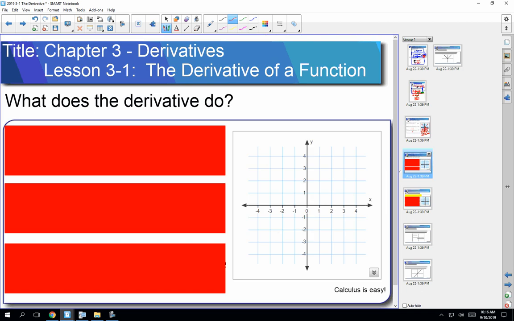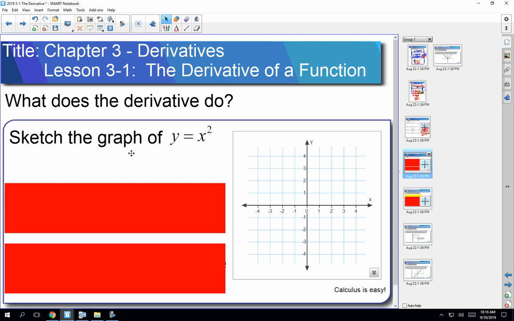All right, here's another one. Sketch the graph of y equals x squared, which is what we were just talking about. So we'll do that just real quickly.